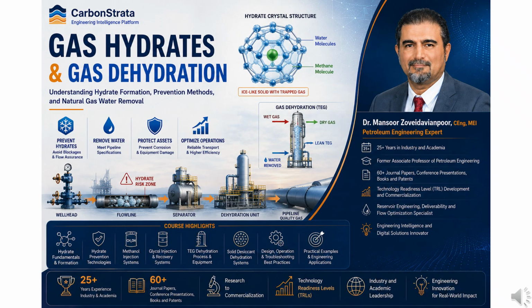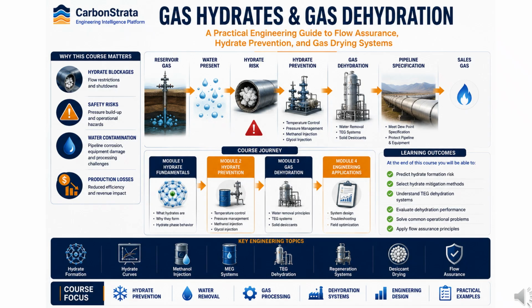Finally, we will apply these concepts through practical engineering examples and real-world field scenarios. By the end of this course, you will be able to identify hydrate risks, evaluate mitigation options, and understand how dehydration systems support safe and reliable gas production. Before we start the technical details, let's look at the complete flow assurance journey covered in this course.